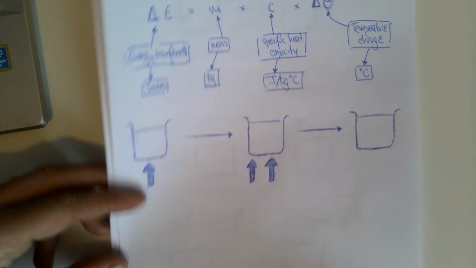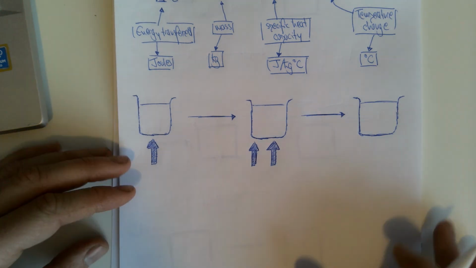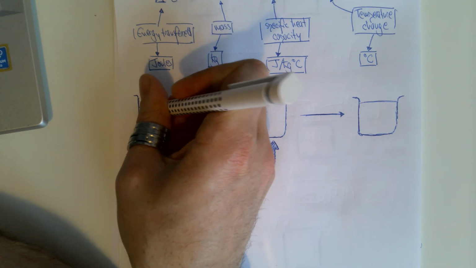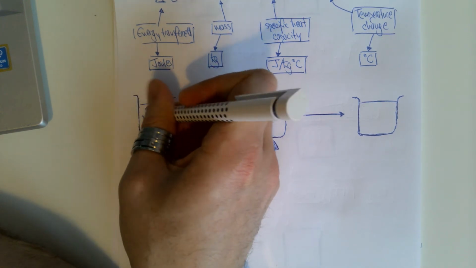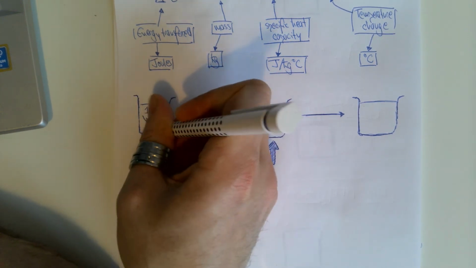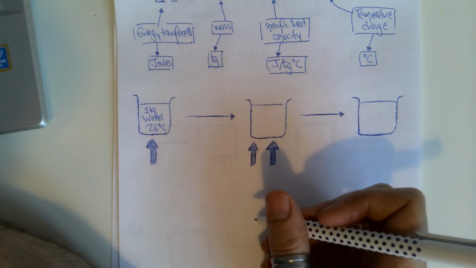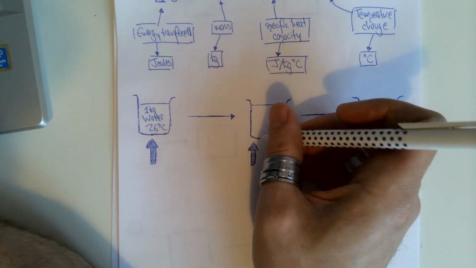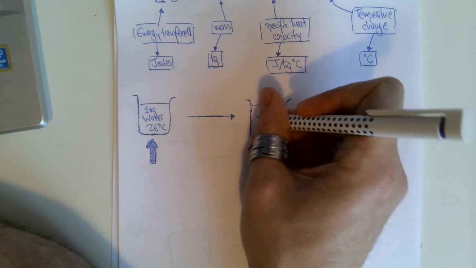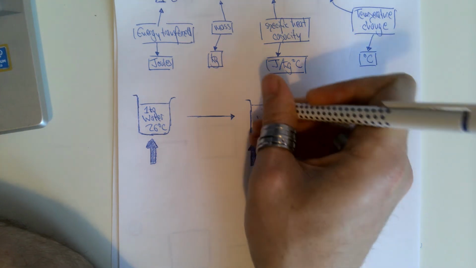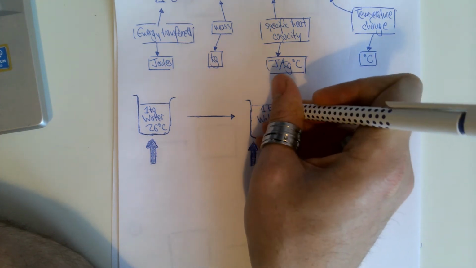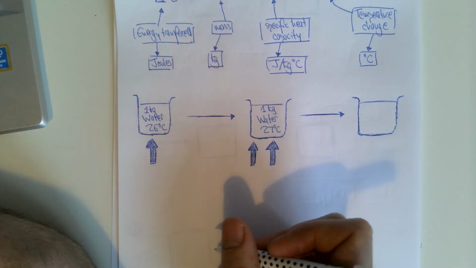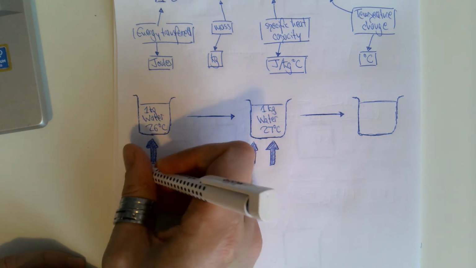So let's have a little look at an example of what we mean by specific heat capacity. If we take our little example, we've got 1 kilo of water that is 26 degrees Celsius. If we're wanting to heat that water so that it becomes 27 degrees Celsius, we need to apply a certain amount of energy to it.